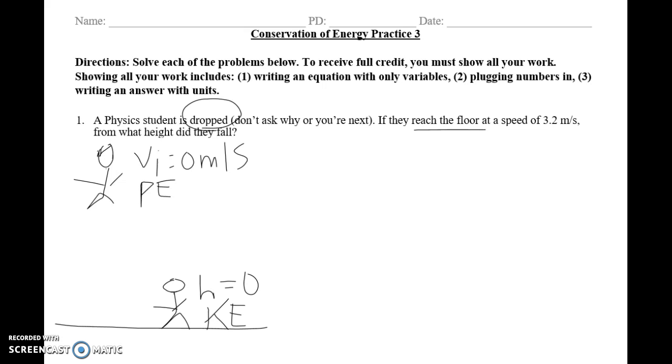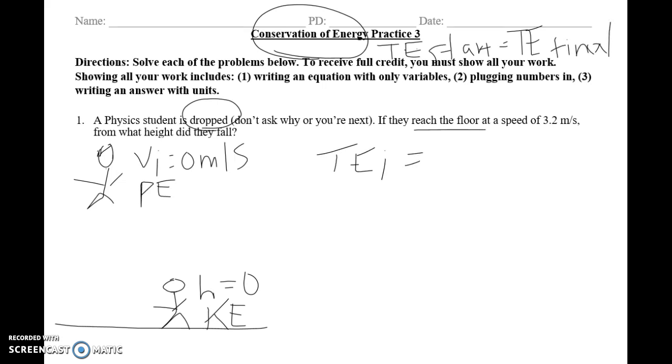So then after I've diagrammed the situation, I'm going to write out my equation. I know that I'm using the conservation of energy, and the conservation of energy tells me that the total energy that I start with must equal the total energy that I end with. So that's my equation: TE initial equals TE final. My starting energy must equal my ending energy.